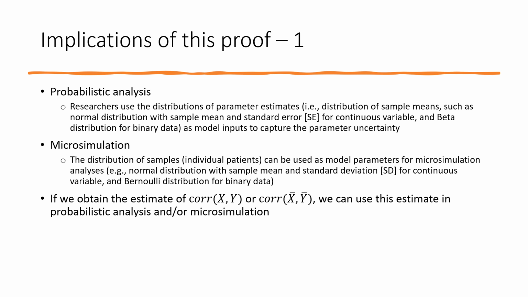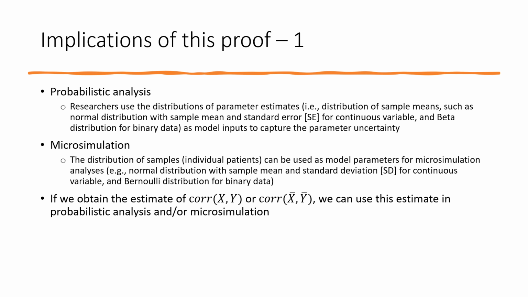In probabilistic analysis, researchers use the distributions of parameter estimates, the distribution of sample means, such as normal distribution with sample mean and standard error for continuous variables, and beta distribution for binary data, as model inputs to capture the parameter uncertainty. The distribution of samples, individual patients, can be used as model parameters for microsimulation analyses: normal distribution with sample mean and standard deviation for continuous variables, and Bernoulli distribution for binary data.